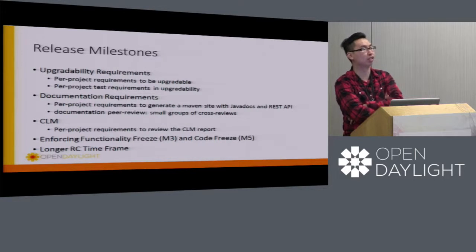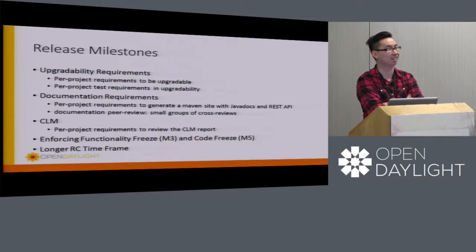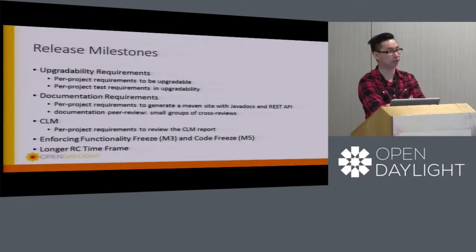Could you repeat your question, because I think the session is being recorded, right? Okay. So personally, I'm interested in the requirements about JavaDocs and REST API. Actually, the VTN project has already generated JavaDocs automatically into Jenkins, but I'm not sure: is there any way to automatically generate REST API for RESTCONF, I mean the REST API generated by the YANG model? I'm not sure there's a way at this time.